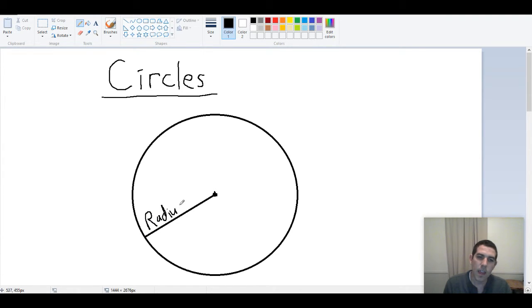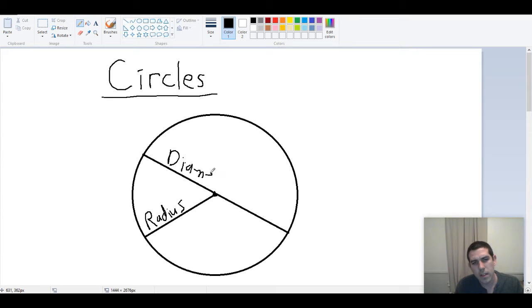And if we have a line that goes across the whole circle, it does have to go from one side to the other and through the center. It can't be like this or this. It has to go through the center and it has to be a straight line. It can't turn. Then we call that the diameter. I remember it because diameter is the longer word, the larger word. It's kind of hard to write sideways. So diameter is the longer one and radius is the short one.